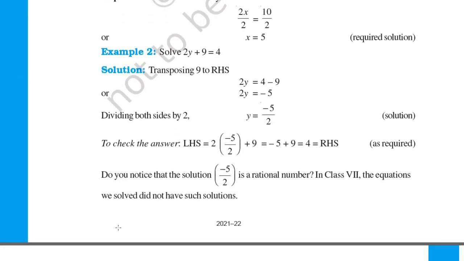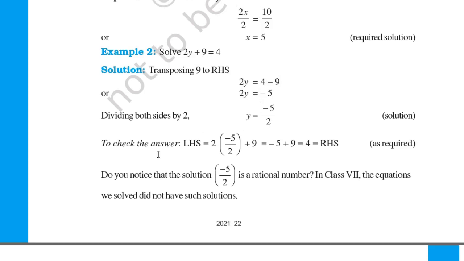2y plus 9 is equal to 4. So we are transposing 9 to the RHS. So you are taking the 9 to the RHS, so the sign of 9 will be changed and it will become minus 9. So 2y is equal to 4 minus 9, so 2y is equal to minus 5. So when we divide both sides by 2, we will get minus 5 by 2.